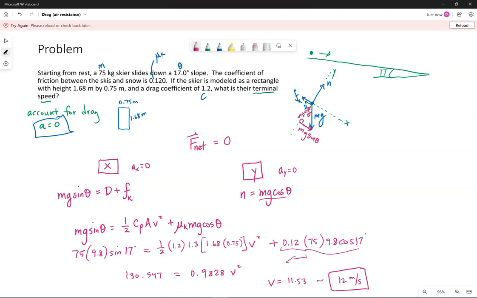So 12 meters per second, that would be a little bit more than 25 miles per hour, which probably isn't all that fast for a skier coming down a hill. This isn't a very steep hill. It would have to probably be pretty long to reach the terminal speed. But again, we're making this assumption, pretending the skier is a rectangle. And that's probably a pretty big rectangle and a big drag coefficient.